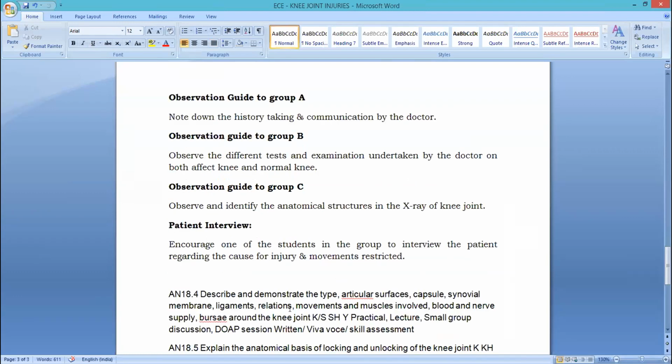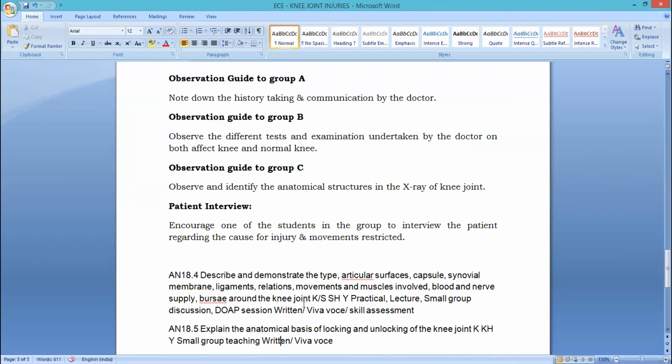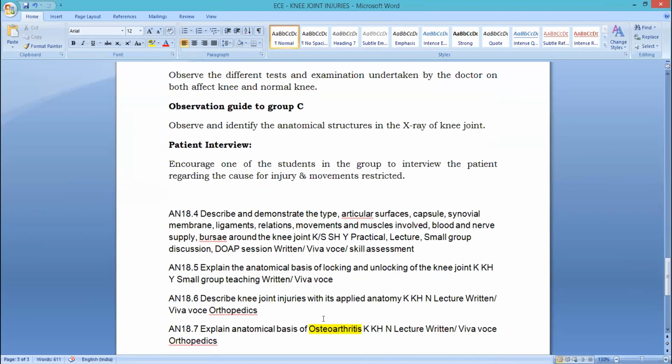And we did not include any anatomy part because we have a different competency for anatomy of knee joint, and osteoarthritis also we did not include because we have a different competency. In relation with the knee replacement also we did not include here. Thank you, ma'am.